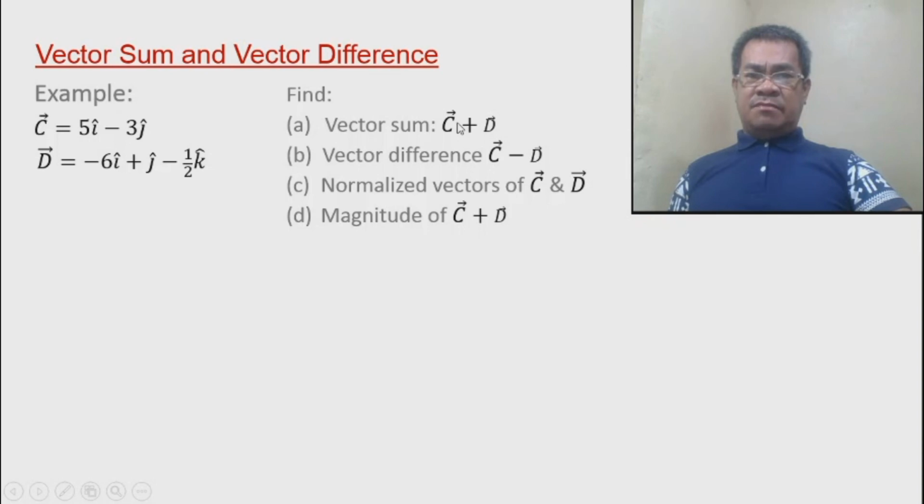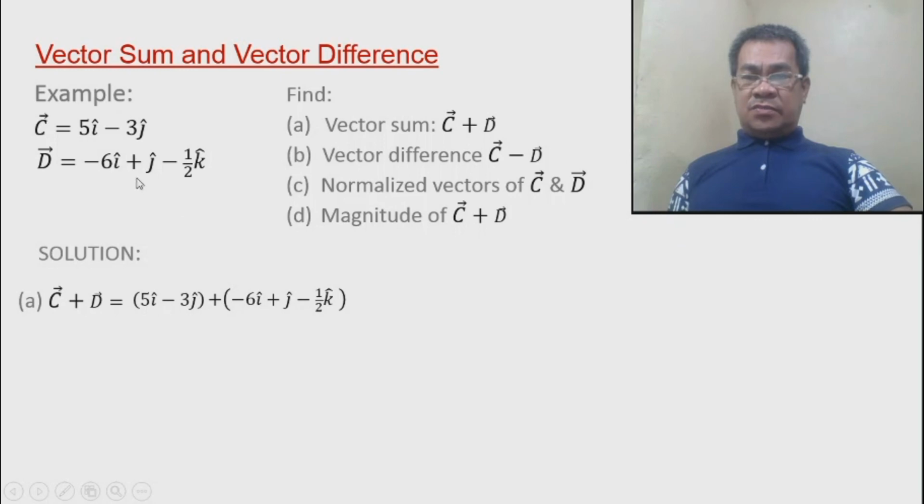Then the vector sum. Okay, so letter A, the same. C is 5 i hat minus 3 j hat, then added to D, so you have to add this with this one. Then remove the grouping symbol, combine the like terms. So when you remove it, this should be 5 minus 6. So this is 5 minus 6. This one negative, this is negative. So this is negative because this is, okay.